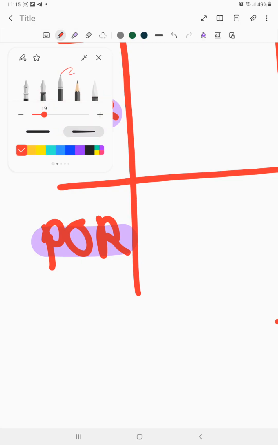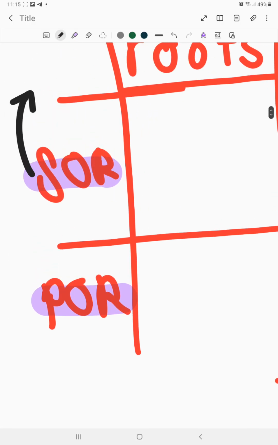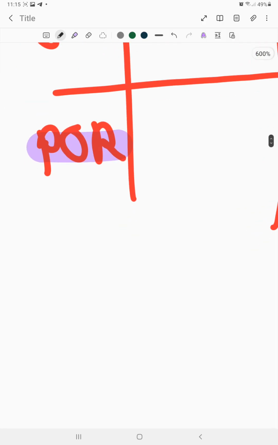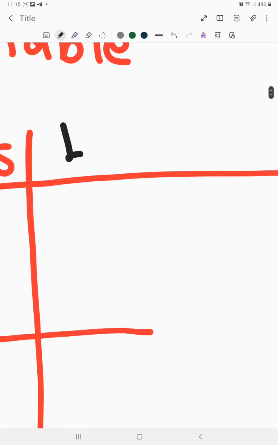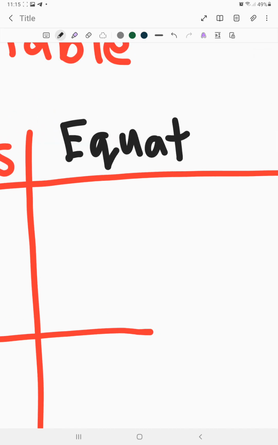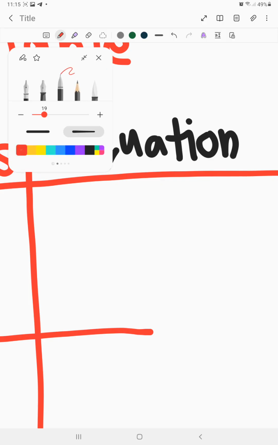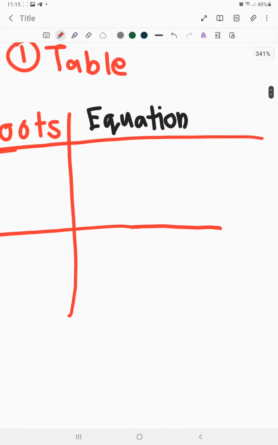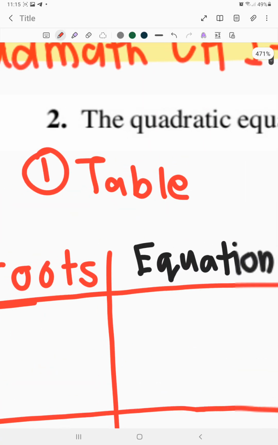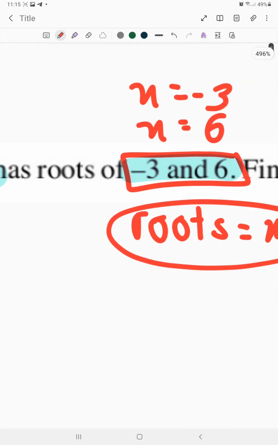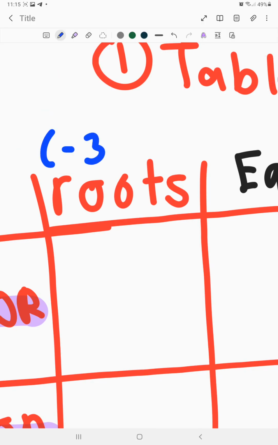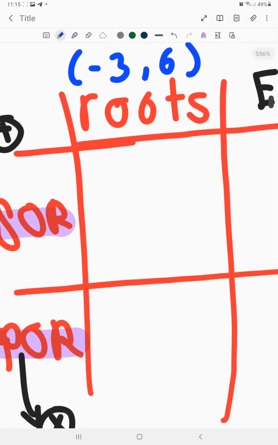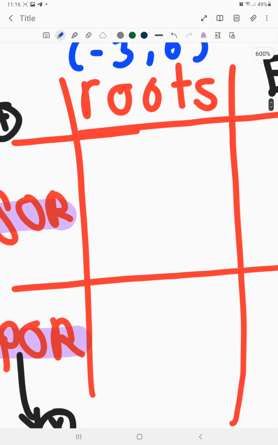So what is SOR and what is POR? SOR is your sum of roots and POR is product of roots. Here will be your equation, and here will be your roots. The roots given there are -3 and 6. Sum of roots means you're going to plus.